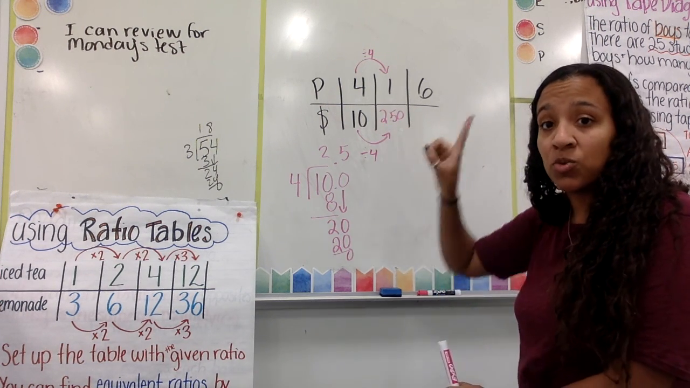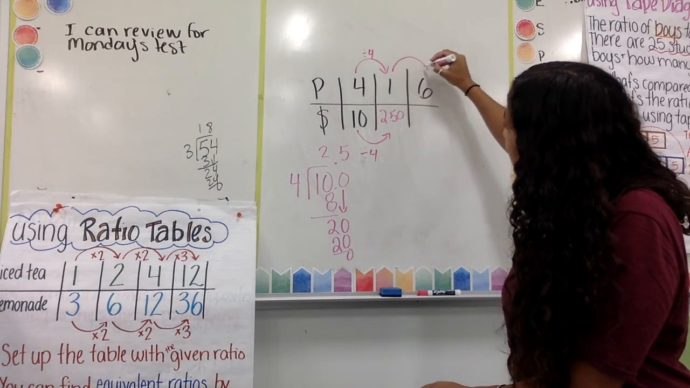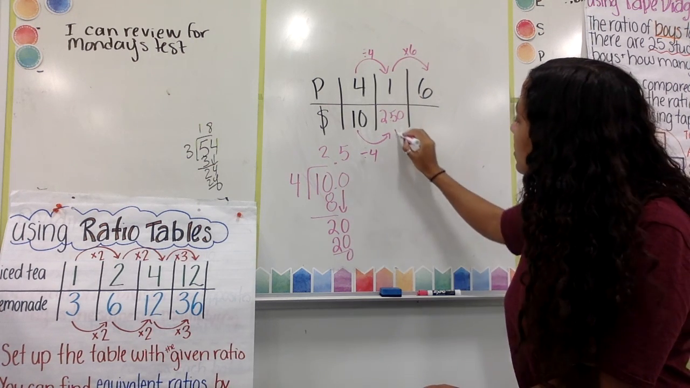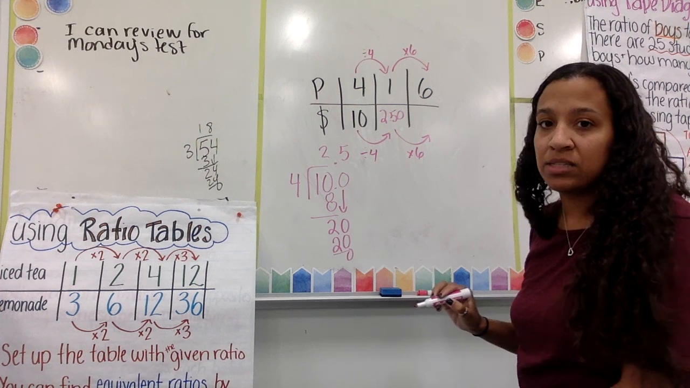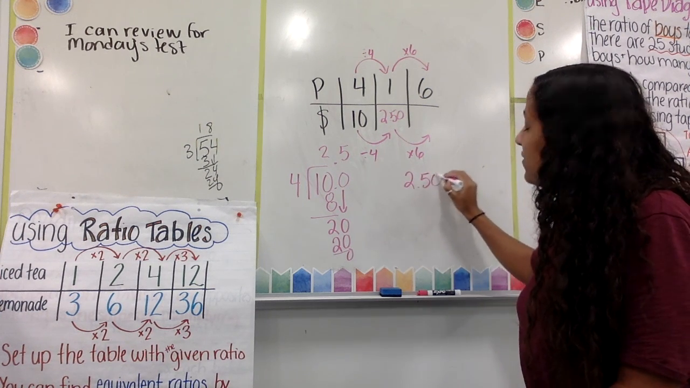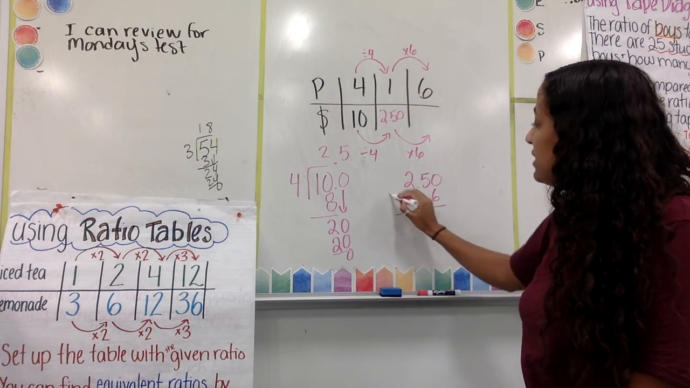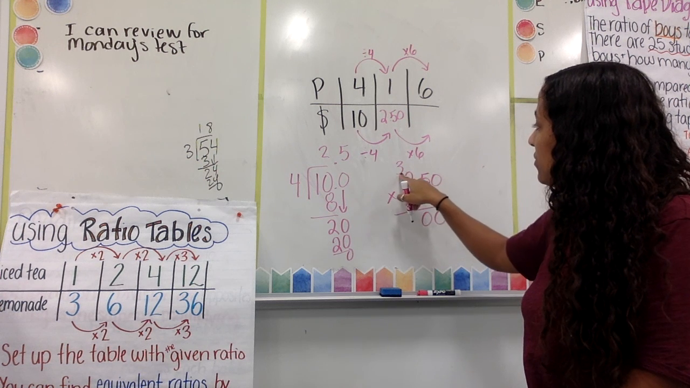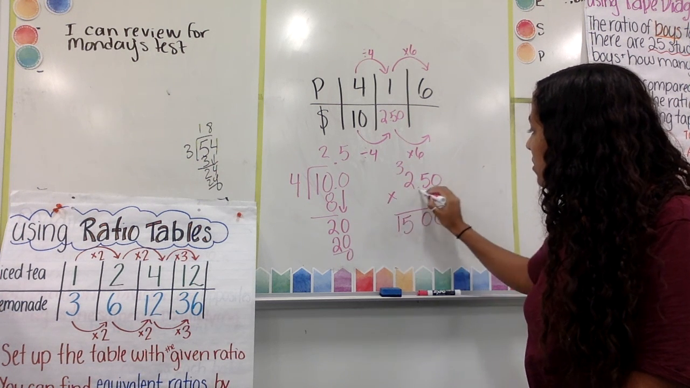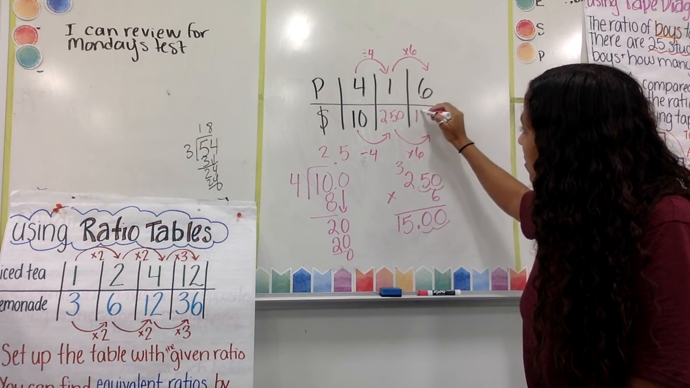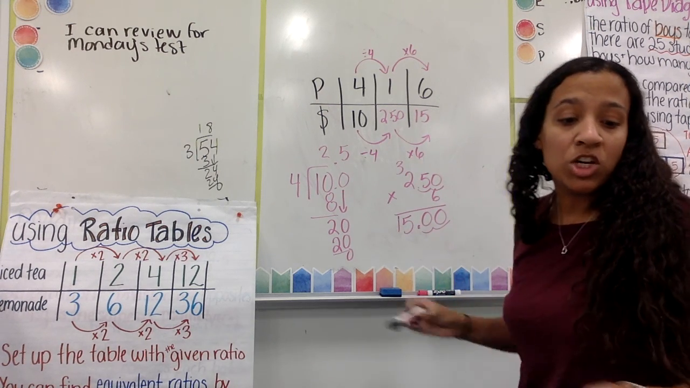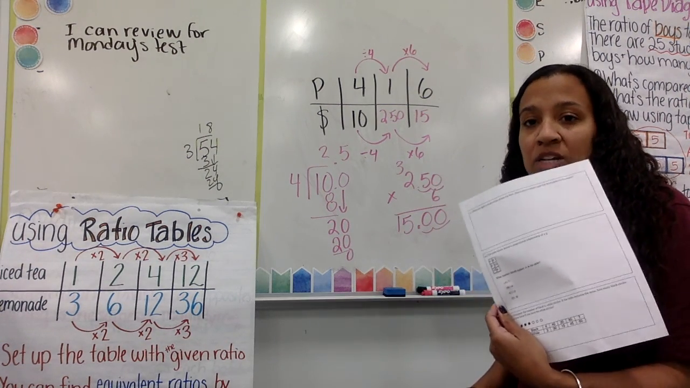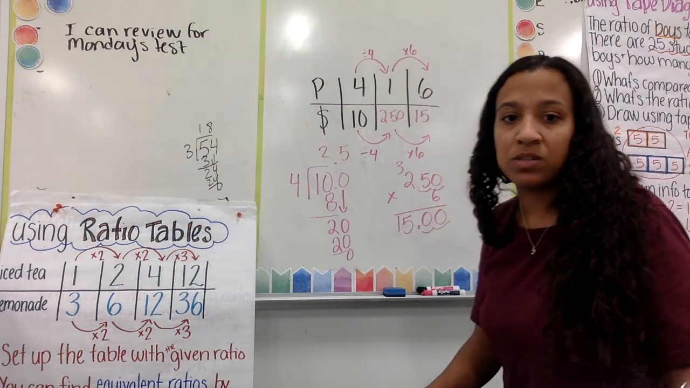So if it's $2.50 for 1 pint, now what am I doing to get from 1 to 6? Multiplying by 6. So I multiply by 6. $2.50 times 6 pints. 12, 13, 14, 15. $15 for 6 pints. Go ahead, finish number 4 and number 5. This is going to go into the classwork section of your binder when you're done, and we'll go over those 2 answers. You got this.